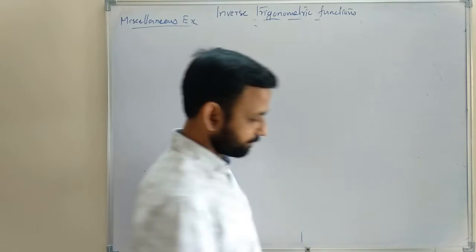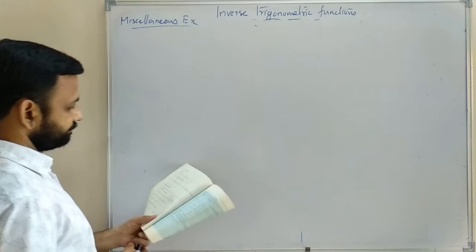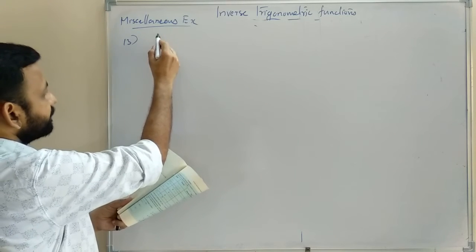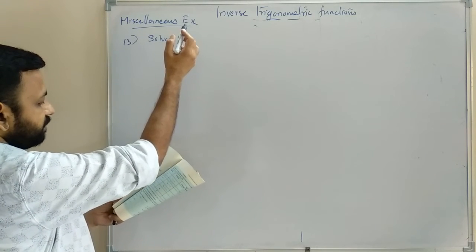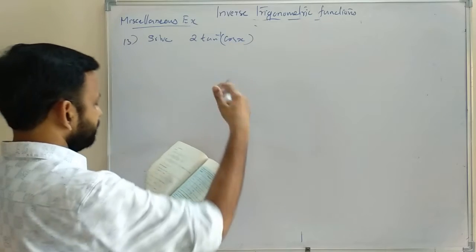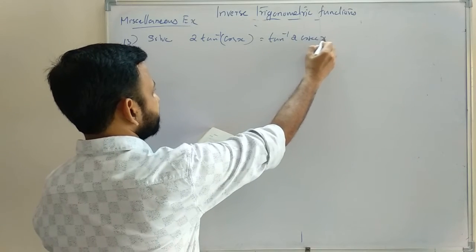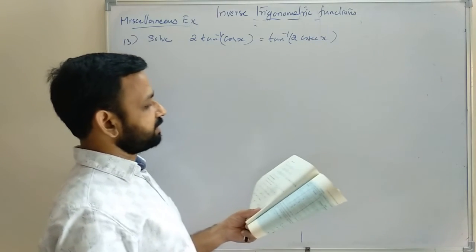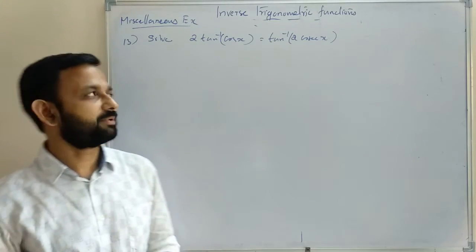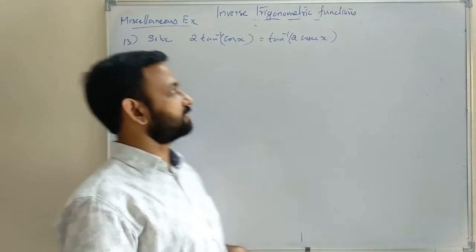Now we will do question number 13. Solve the following. We need to find the value of x. 2 tan inverse cos x is equal to tan inverse 2 cosec x. That is our question. So we need to find the value of x. That is the question. Solve this trigonometric expression. That means we need to find the value of x.